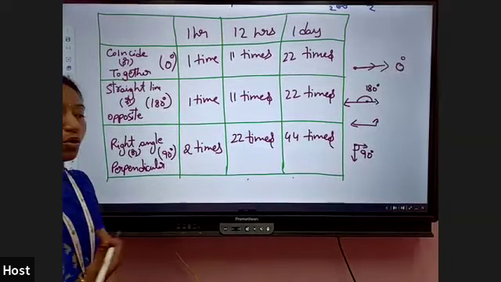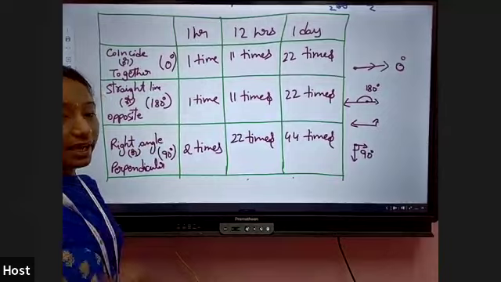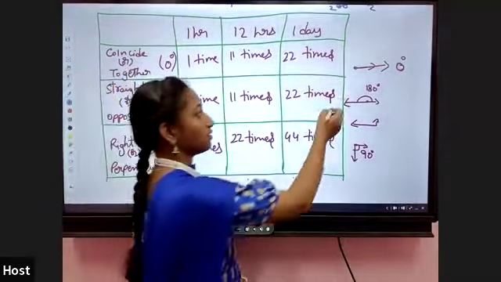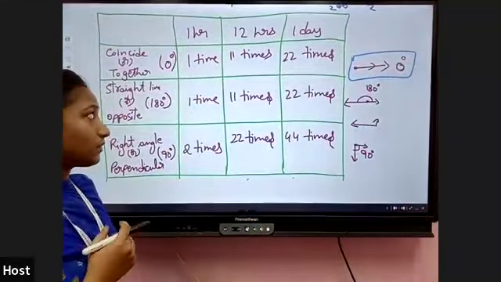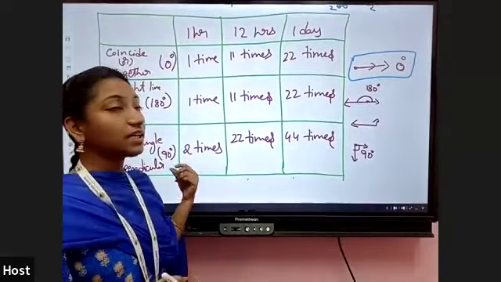Coincide or together means the minute hand and hour hand are at 0 degree. So 0 degree can be called coincide or together, when the two hands of the clock coincide. This formation in 1 hour will come one time. In 12 hours, it will be 11 times.